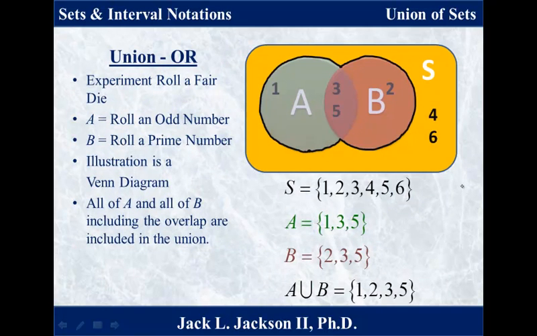So here, using the same setup, the same sets S, A, and B, when we talk about A union B, we shade A, we shade B, and we keep all the shade. If it's shaded once, twice, if it's shaded at all, it's shaded, so it's included. So this is going to include all of A and all of B. So it's going to include 1, 2, 3, and 5.